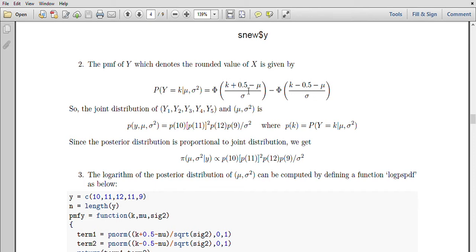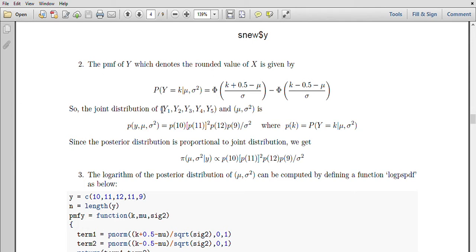So the probability that x lies between k minus 0.5 and k plus 0.5 will be equal to the standard normal CDF at point (k plus 0.5 minus mu) by sigma, minus the standard normal CDF at point (k minus 0.5 minus mu) by sigma. So I hope you have understood this. So this will be the probability distribution of y.